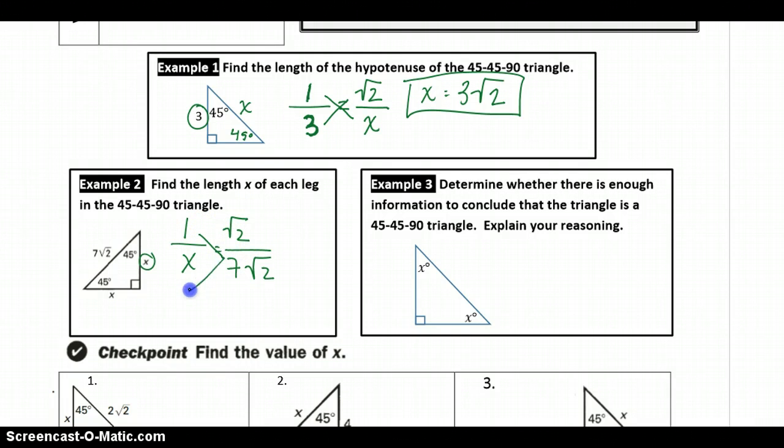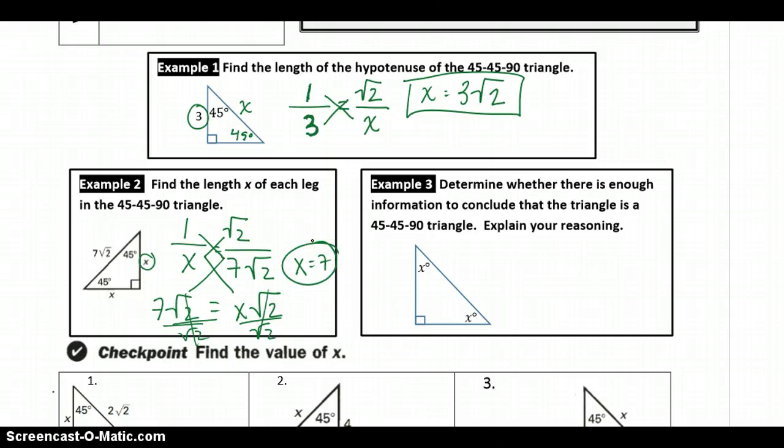So you get 1 times 7 root 2 gives us 7 root 2, and root 2 times x gives us x root 2. Since we have a root 2 on both sides, we can divide each of these by the square root of 2, which would give us that x just equals 7.